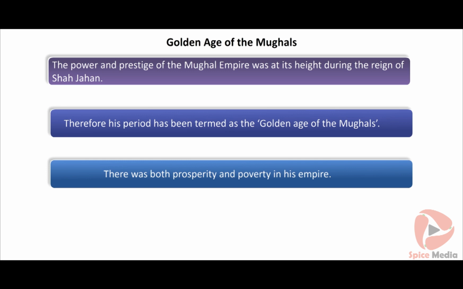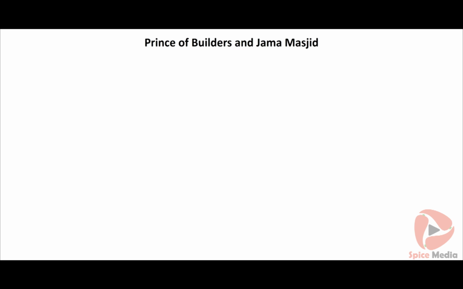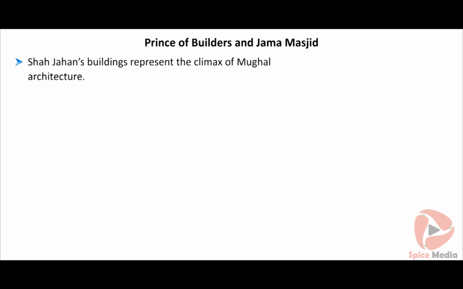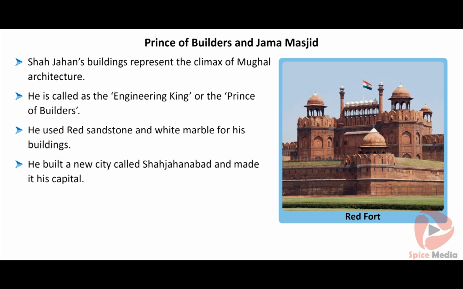There was both prosperity and poverty in his empire. The accounts of foreigners give us information about the poverty, and his architectural work speaks about his prosperity. Prince of Builders and Jama Masjid. Shah Jahan's buildings represent the climax of Mughal architecture. He is called the engineering king or the prince of builders. He used red sandstone and white marble for his buildings. He built a new city called Shahjahanabad and made it his capital.